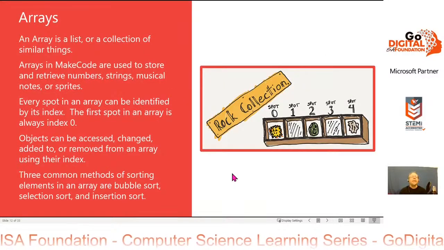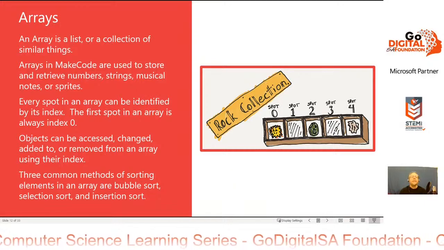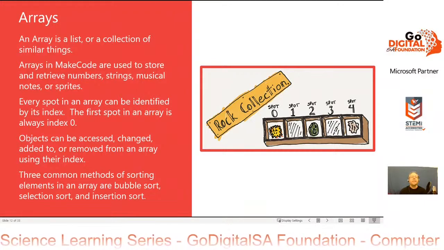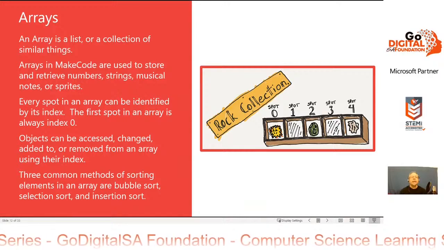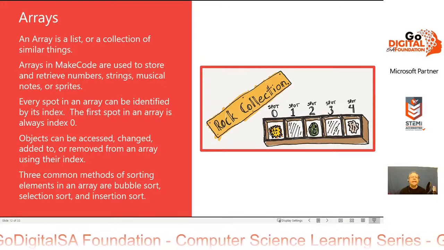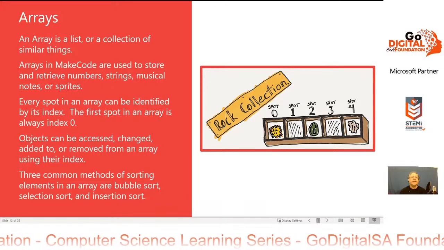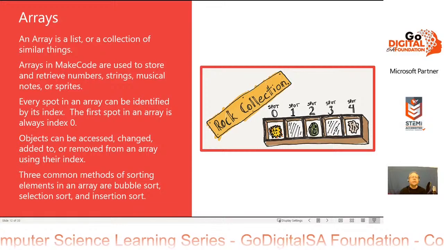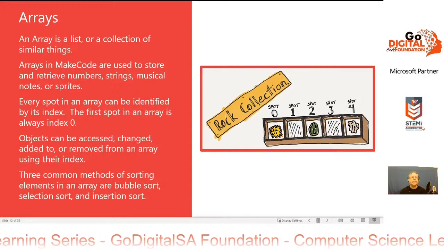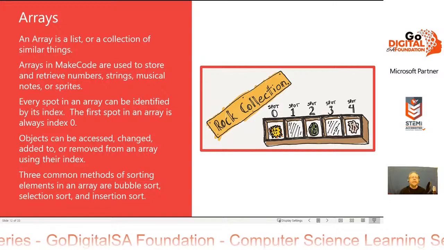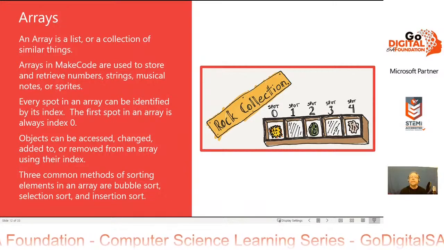Arrays. An array is a list or a collection of similar things. Arrays in MakeCode are used to store and retrieve numbers, strings, musical notes, or sprites. Every spot in an array can be identified by its index. The first spot in an array is always index 0. Objects can be accessed, changed, added to, or removed from an array using their index. Three common methods of sorting elements in an array are bubble sort, selection sort, and insertion sort.